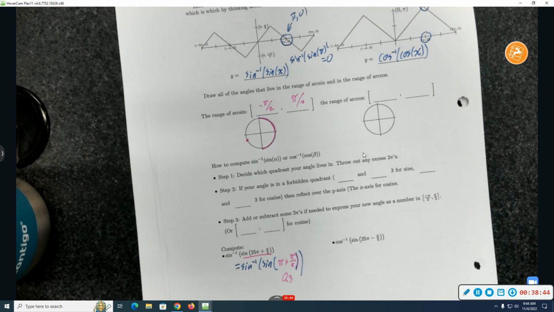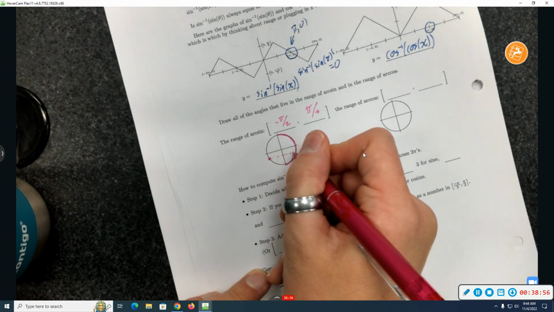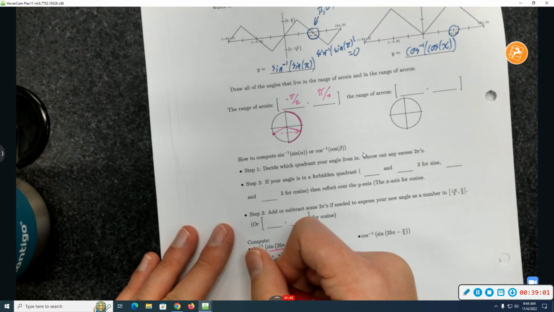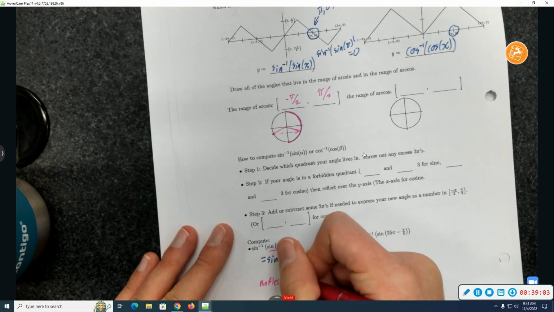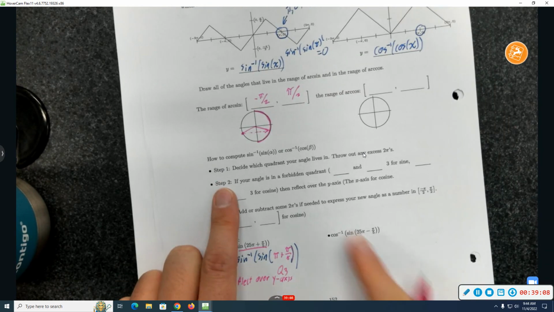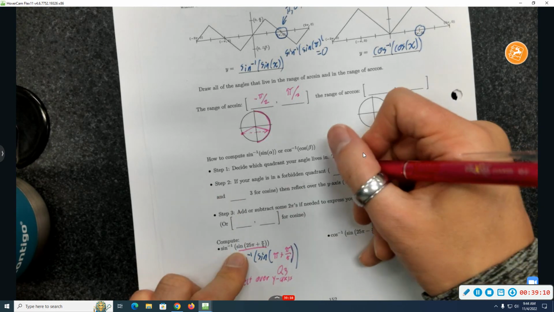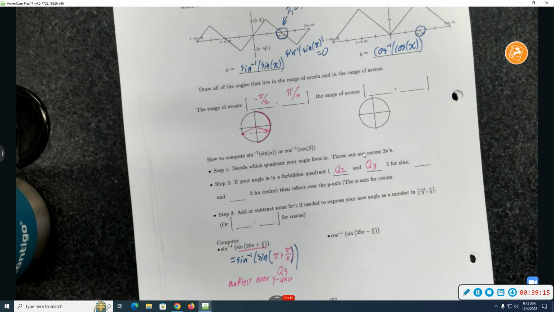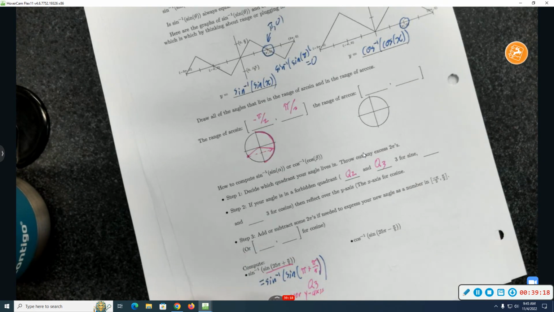What would you do to change that angle to be something that is in quadrant 3 without changing sine? What would you reflect it over? You would reflect it over the y-axis. So let's reflect over the y-axis. So if you are in a forbidden quadrant, so that's quadrant 2 or quadrant 3 for sine, then reflect over the y-axis.